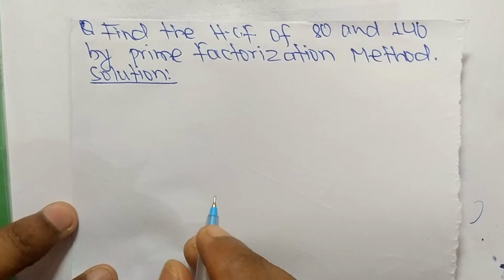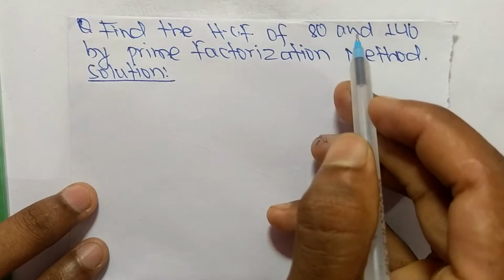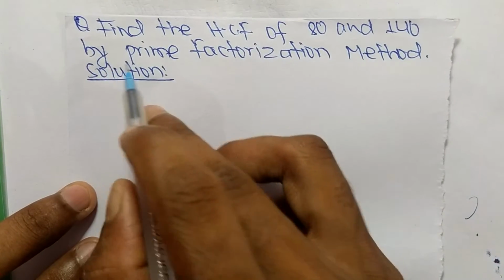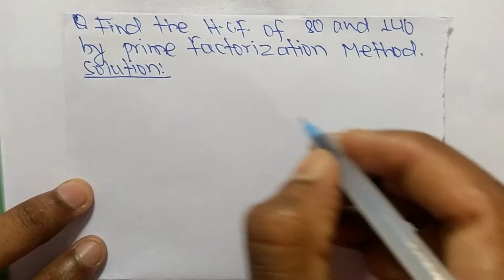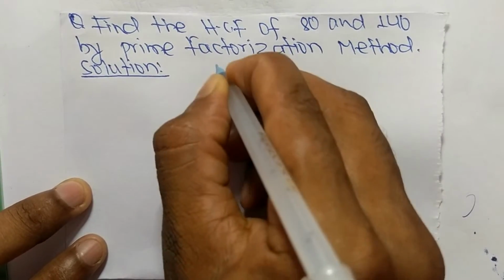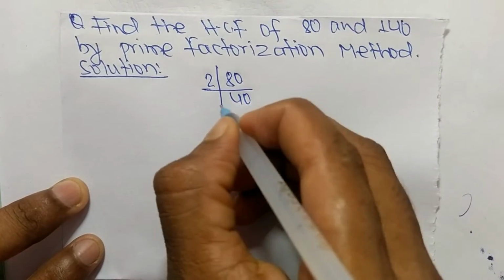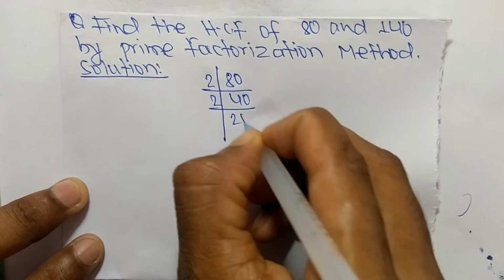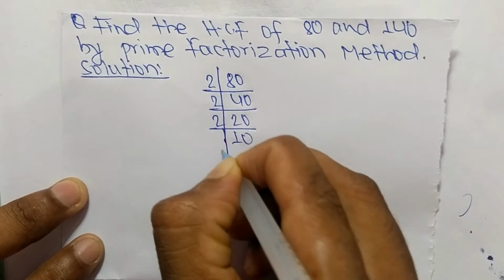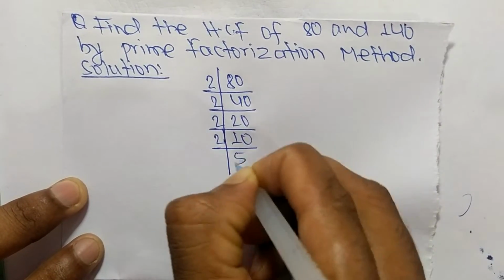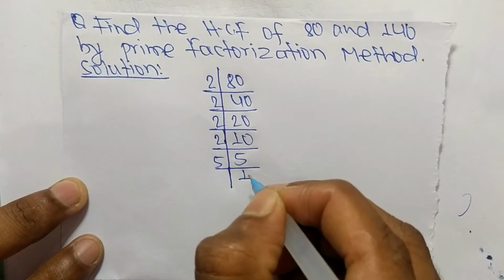So today in this video, we shall learn to find the HCF of 80 and 140 by prime factorization method. So first of all, we find out the prime factors of 80. So it is 2 times 40 means 80, 2 times 20 means 40, 2 times 10 means 20, 2 times 5 means 10, and 5 times 1 means 5.